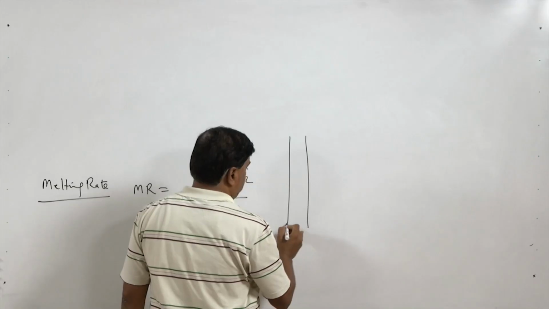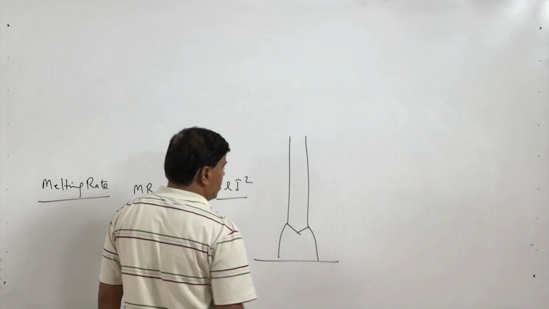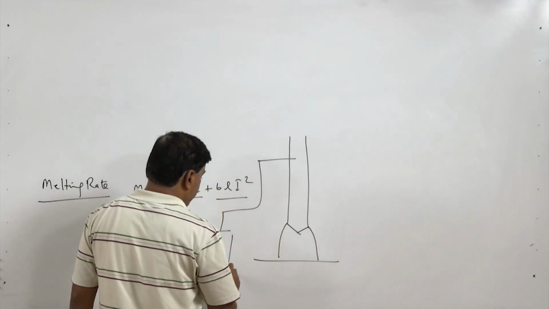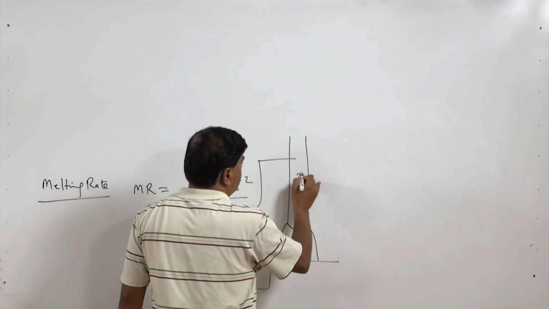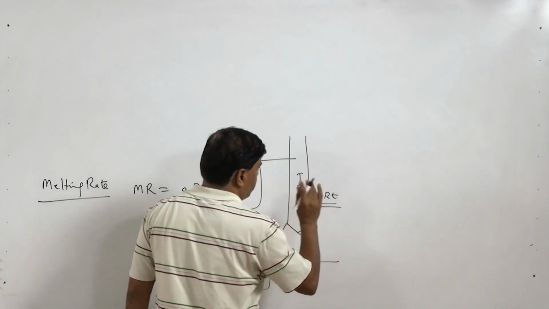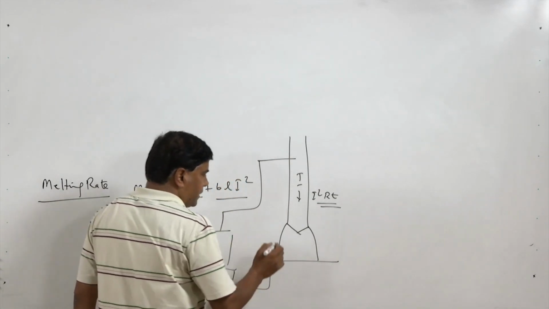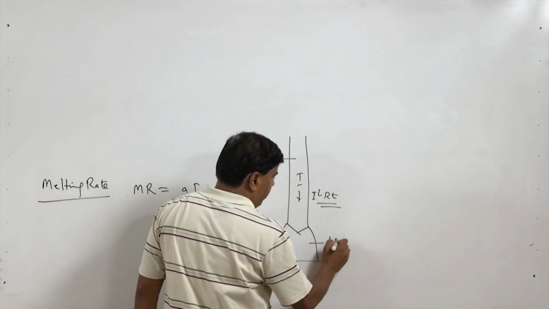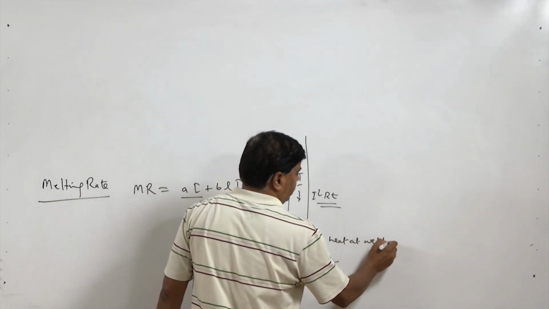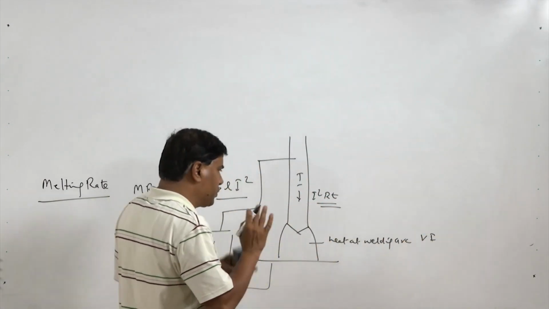What these two terms are all about: say this is the electrode, this is the workpiece, and an arc is generated. Due to the flow of current through the electrode, I square RT heating of the electrode core wire takes place in case of the consumable arc welding processes, and at the same time heat is generated at the welding arc, which is given by VI and comprises basically three constituents.